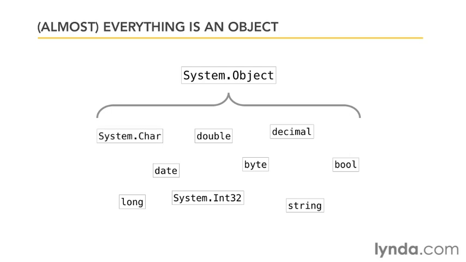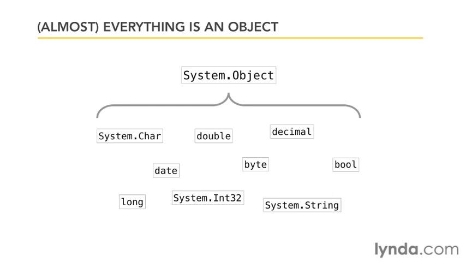The same thing goes for char. A char data type is actually a system.char object. Same thing with strings. Strings are system.string objects. These all derive from system.object. And the same is true for all the other objects that you see listed here and all the primitive data types. Dates, bytes, doubles, all of those are actually objects. They derive from system.object. So why is this important?